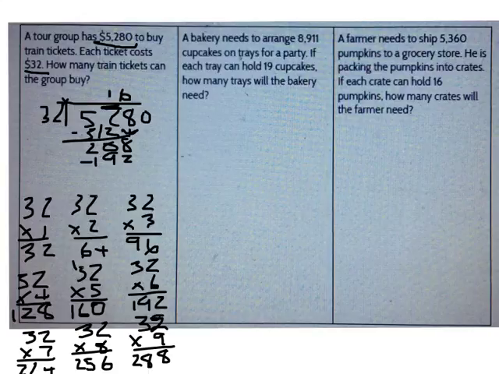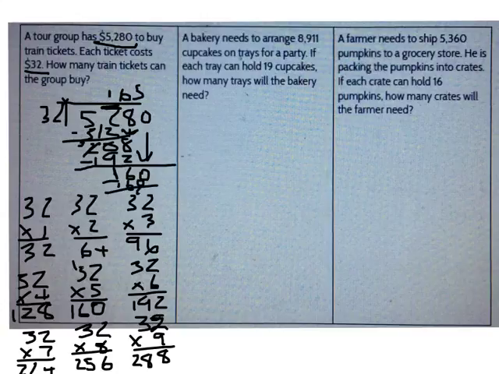Now I can subtract. What's 208 minus 192? Well, 8 minus 2 is 6. 10 minus 9 is 1. I can bring down my 0. How many times does 32 go into 160? 32 goes into 160 5 times. 5 times 32 is 160 with none left over. So the answer is 165 tickets.